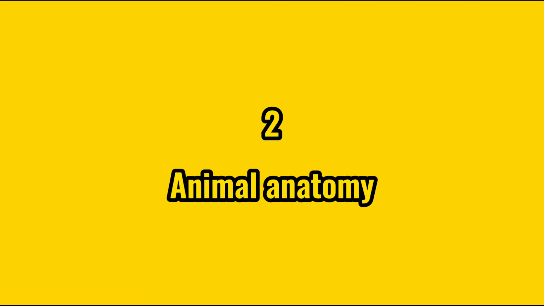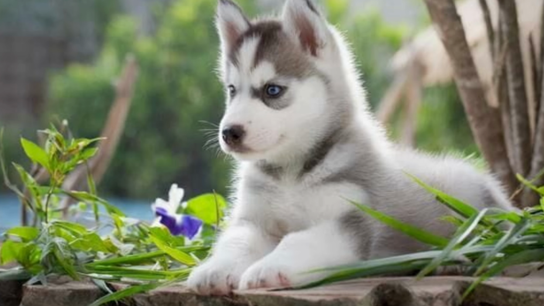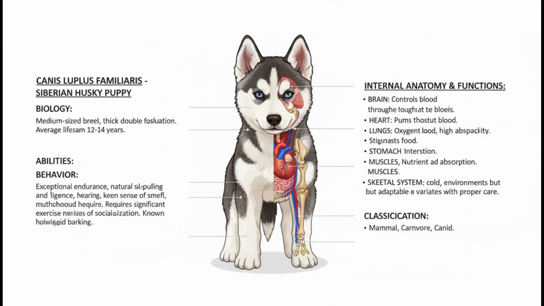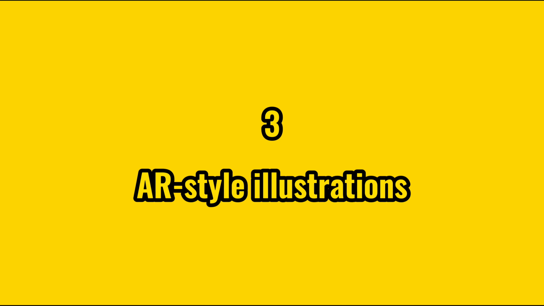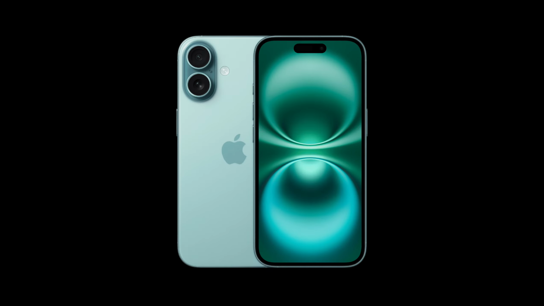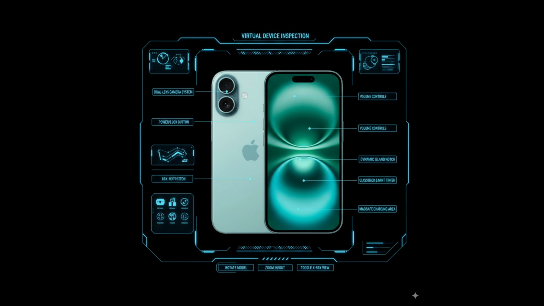Next, here's something more unusual: animal anatomy. Take a photo of a husky and the model can generate an anatomy-style diagram. It's both educational and visually stunning. And lastly, let's look at AR-style illustrations. Simply upload any picture and Nano Banana can annotate it with highlighted details, almost like turning it into an augmented reality experience. Pretty cool, right? So beyond editing, restoration, or design, Nano Banana also opens the door to some fun and unexpected applications.